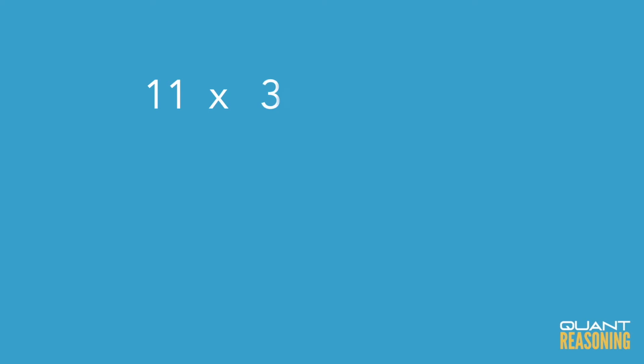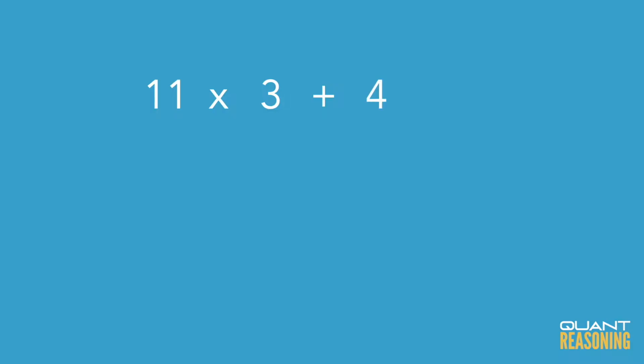All right, we have $11 per week for 3 weeks, so that's 11 times 3. We also have $4 per day for those 3 weeks. 3 weeks is 21 days, so 4 times 21.